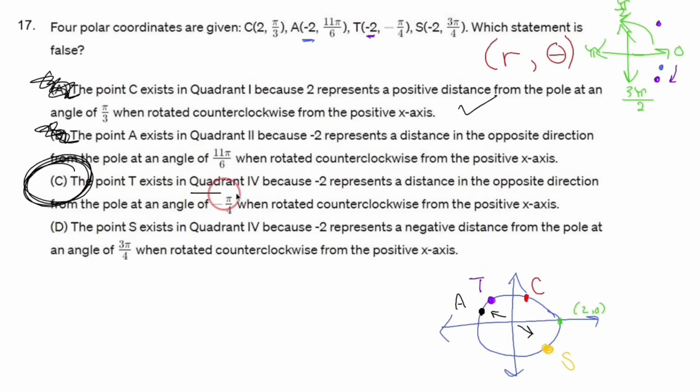So there's error number 1. There's error number 2. So that's why C is wrong, because if you're going in the negative direction, you're rotating it clockwise. Either way, we could have stopped right here.